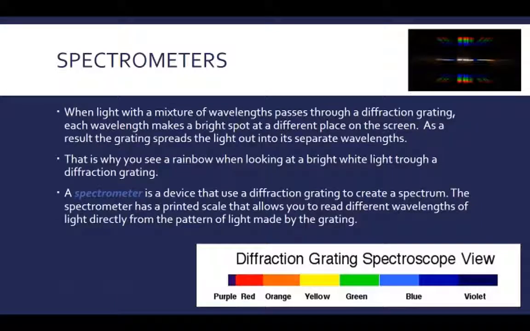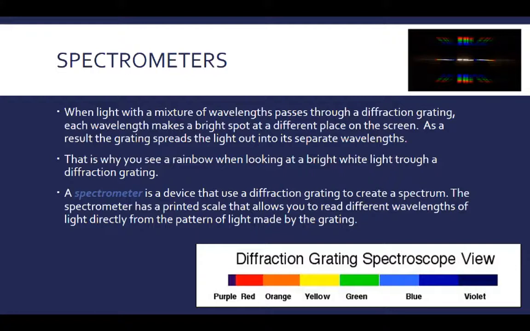And this leaves us with spectrometers. When light with a mixture of wavelengths passes through a diffraction grating, so think about white light, each wavelength makes a bright spot at a different place on the screen. As a result, the grating spreads the light out into its separate wavelengths, which is why you see a rainbow when looking at bright white light through a diffraction grating.